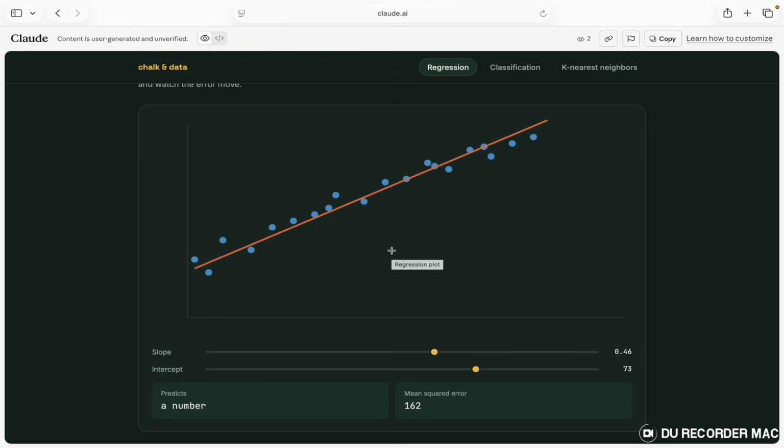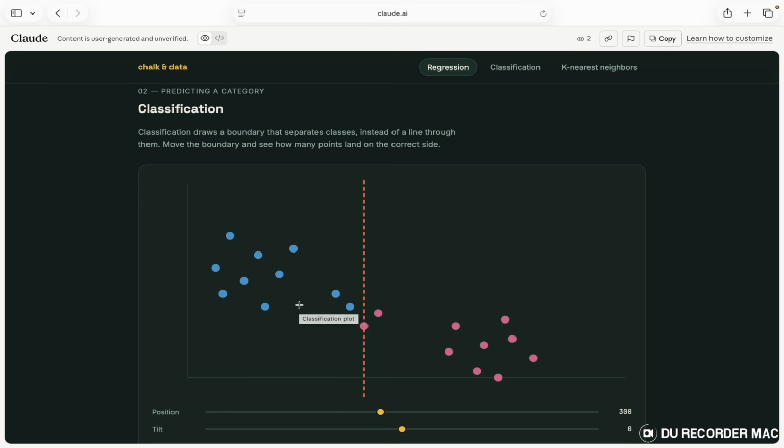Okay, now let's change the game. Suppose Gmail receives an email, and the system has to answer: is this spam or is this not spam? So that's where classification comes in. It's basically used to predict whether the thing belongs to category A or category B.